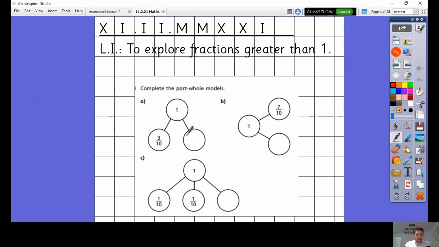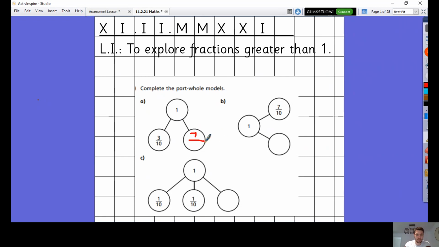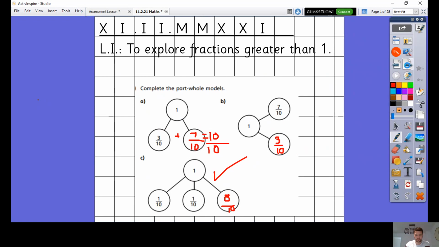Okay, so hopefully here you had 7/10, because that means I would have 3 plus 7 equals 10, and our denominator stays the same. So 10/10, which is the same as 1 whole, which also means 3/10 here and 7/10 there makes a whole. 1/10 plus 1/10 plus 8/10 makes that part whole model complete.